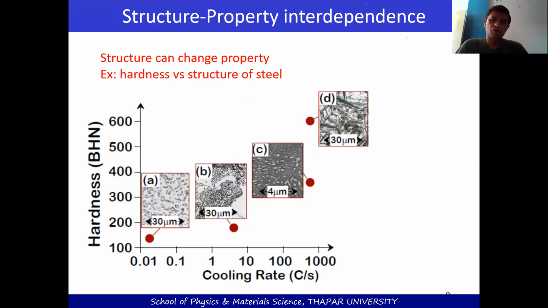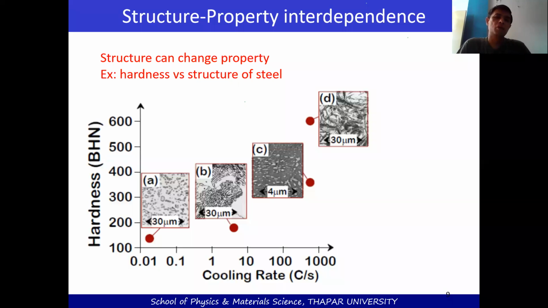So what we have is image D, which is made at 1000 degrees centigrade per second cooling rate, while image A is the image of a material that is made at a very slow cooling rate of 0.01 degree centigrade per second. So in what way do images A to D differ? They differ in terms of the cooling rate with which the same steel is made. Now look at its hardness.